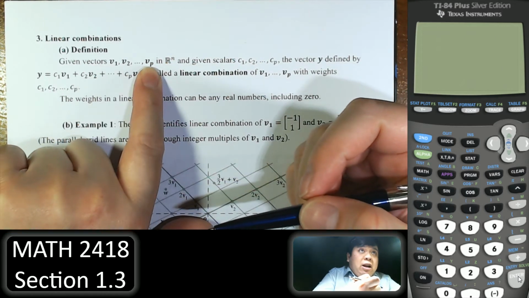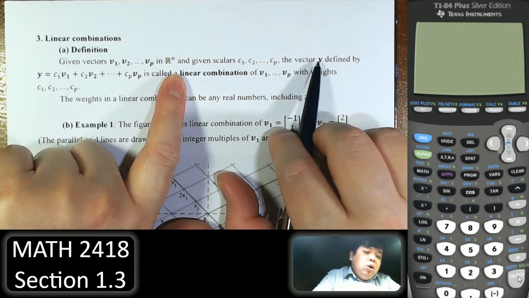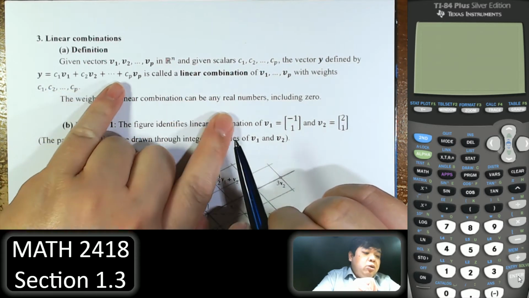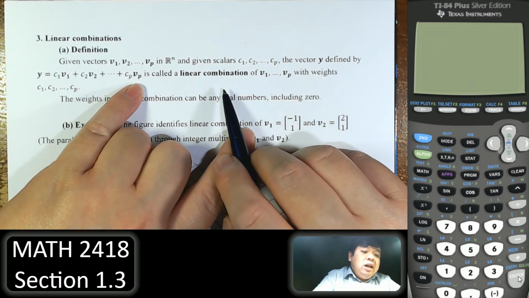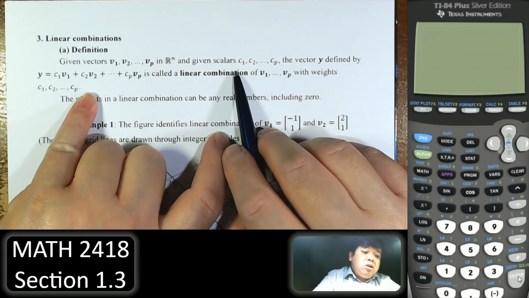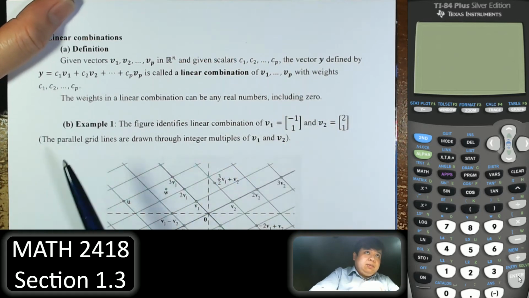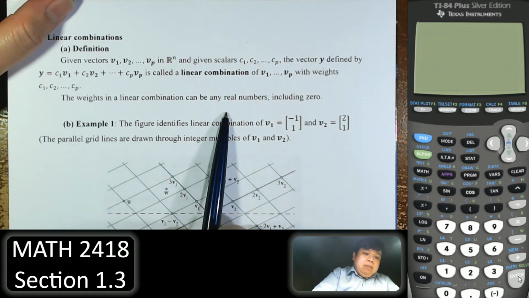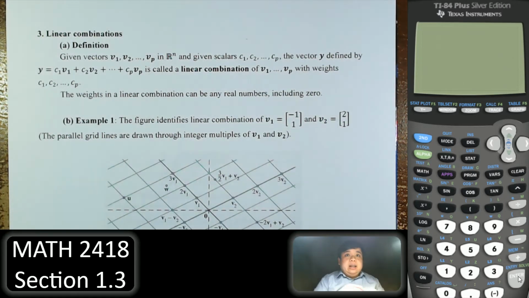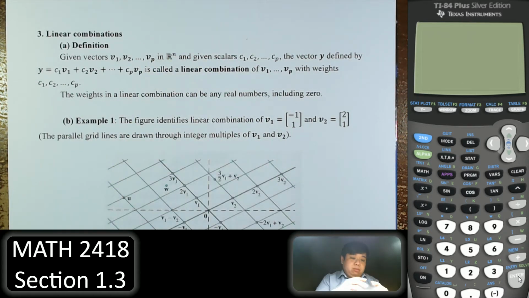So we have p vectors and then p constants c1 to cp. The vector y defined by y equal to c1 v1 plus c2 v2 all the way to cp vp is called a linear combination of v1 to vp, and the constants c1 to cp are called the weights of the linear combination. And the weights can be any real numbers, including 0. So once again, the number of vectors doesn't have to be the same as the dimension of the space. Right.